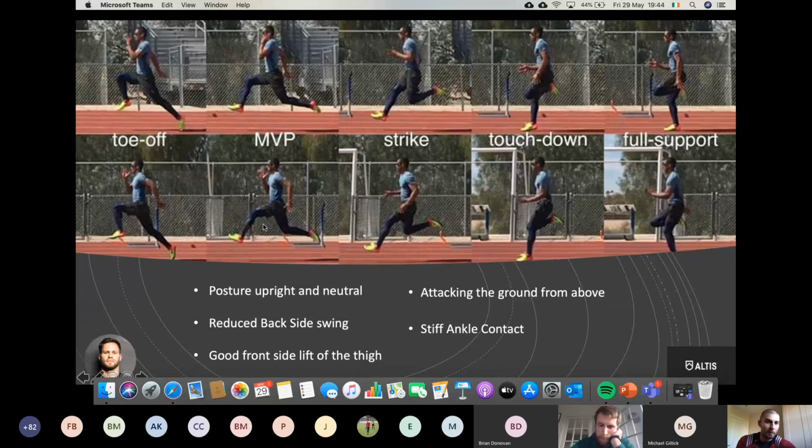It's probably one of the areas we focus on the least, the maximal vertical projection, because it's kind of hard for the athlete. They'll fix it through the other aspects, through having a good posture, reducing the backswing and driving the knee through. It's the other parts that will actually help the athlete, and the maximal vertical projection is nearly a byproduct of it. Isn't that fair enough, Kieran?